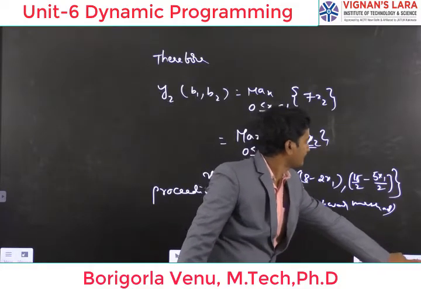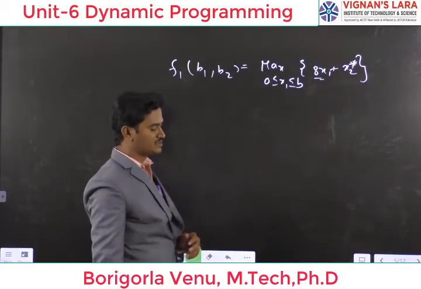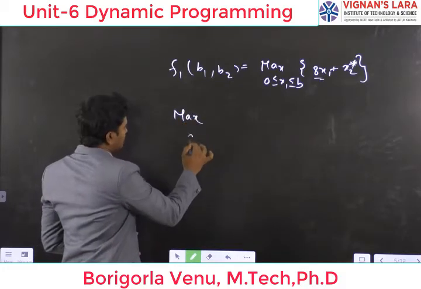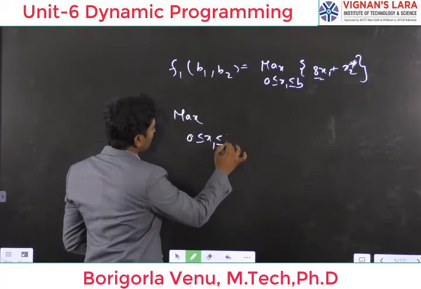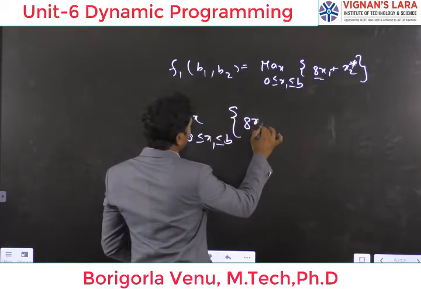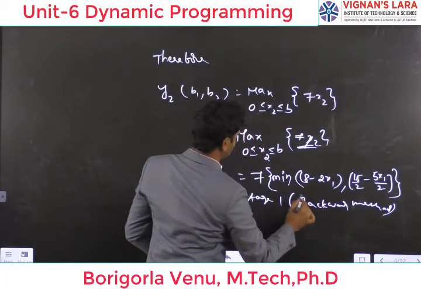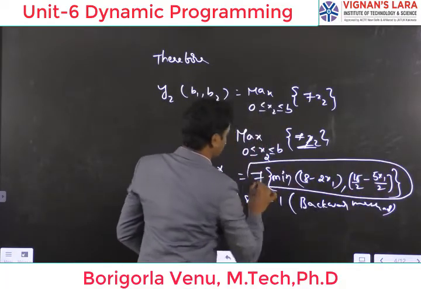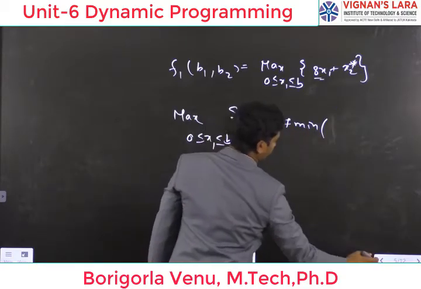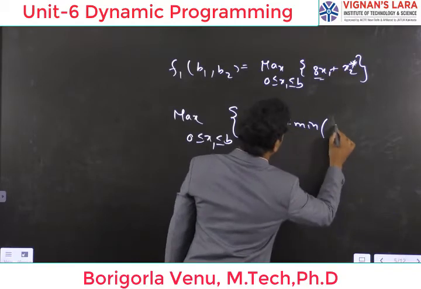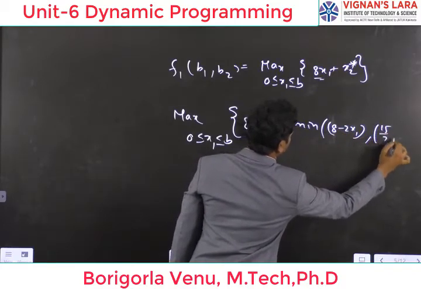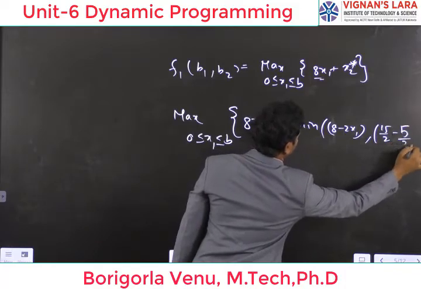Here we are going to take the x2 star value. Okay, here I am going to rewrite this equation. The maximum over 0 less than or equal to x1 less than or equal to b of 8x1 plus, what is the x2 value? x2 is this value I am going to substitute: x2 is equal to the minimum of 8 minus 2x1 comma 15 by 2 minus 5 by 2 x1.